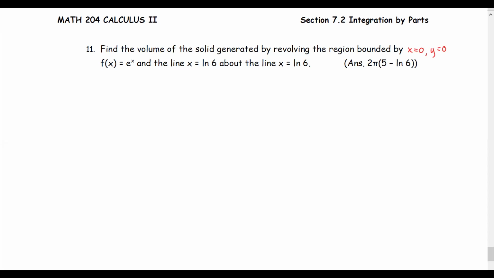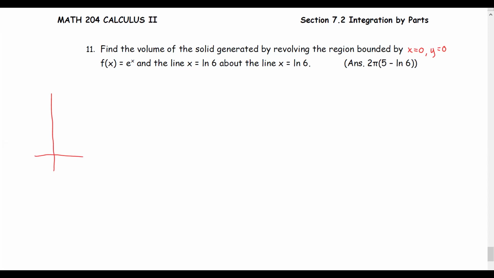In this example, we will find the volume of the solid generated by revolving the region bounded by x equals 0, y equals 0, y equals e to the x, and the line x equals natural log 6, about the line x equals natural log 6.